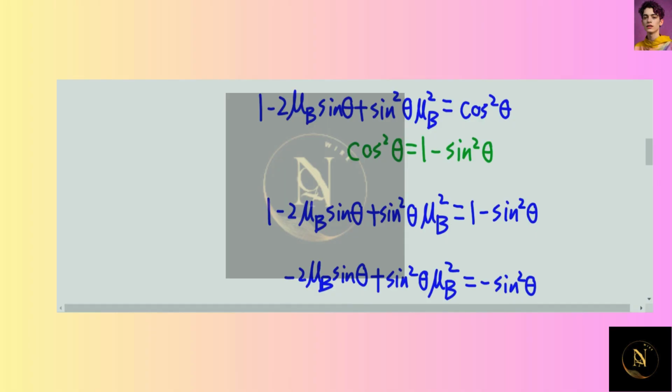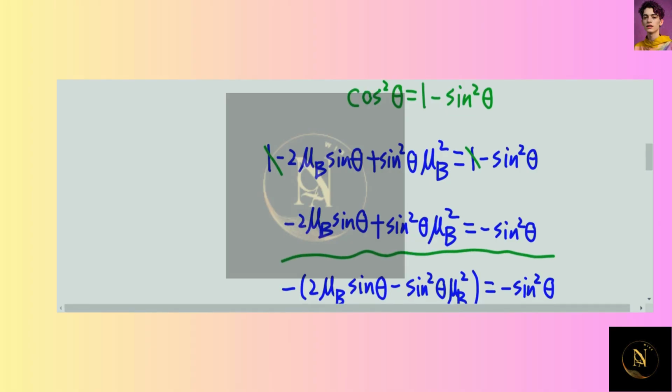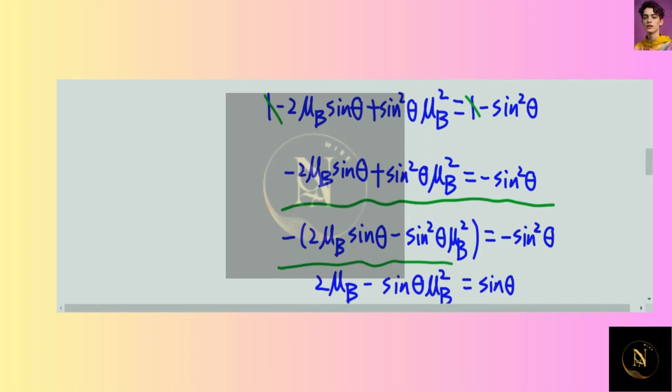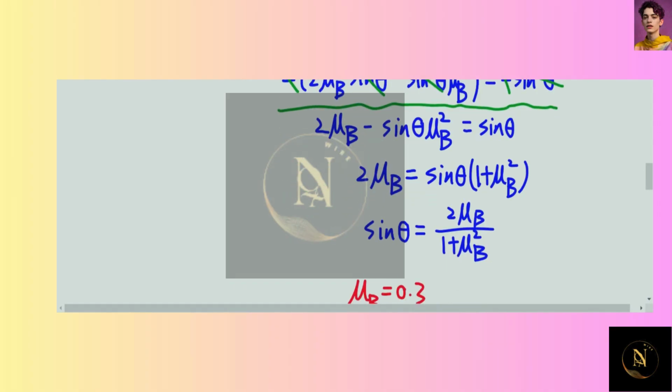As you can tell, the 1 can be cancelled out since both sides have 1. This gives us such an equation, and we can cancel out the sine theta on each side, and also the negative sign. This gives us 2 mu B minus sine theta mu B squared is equal to sine theta. If we do some rearrangement, eventually we have sine theta is equal to 2 mu B over 1 plus mu B squared.